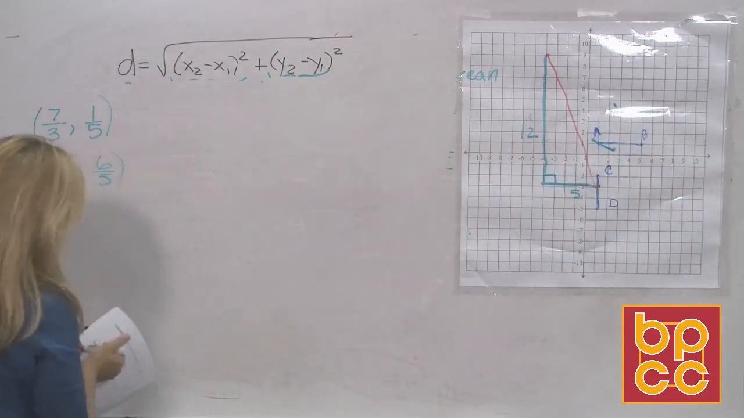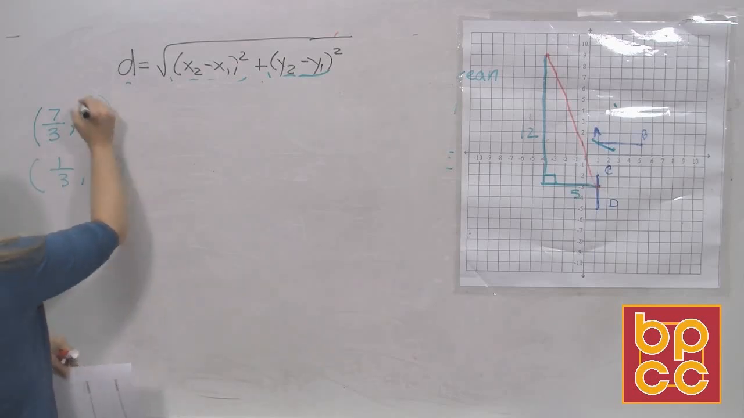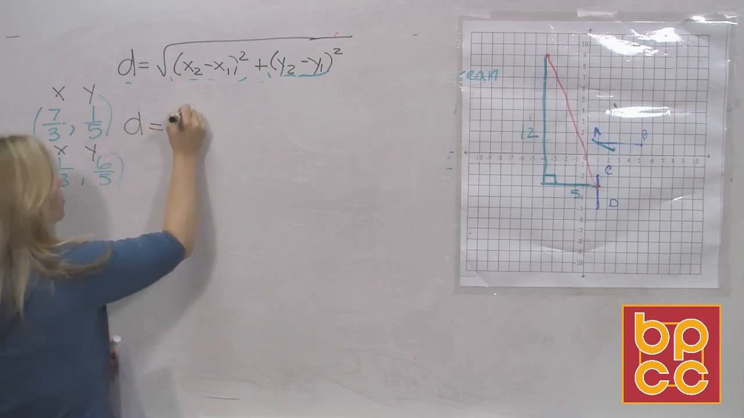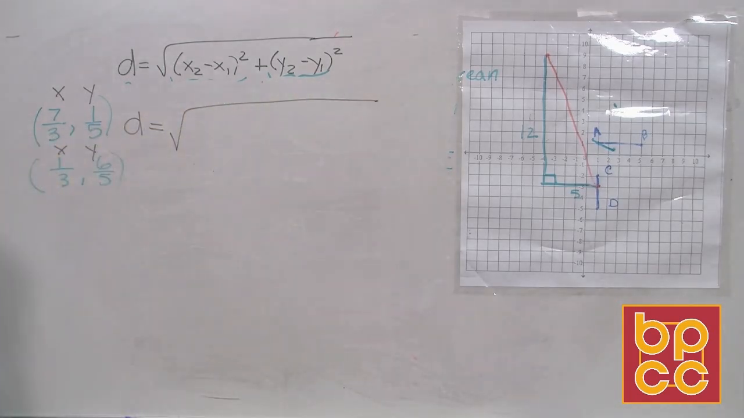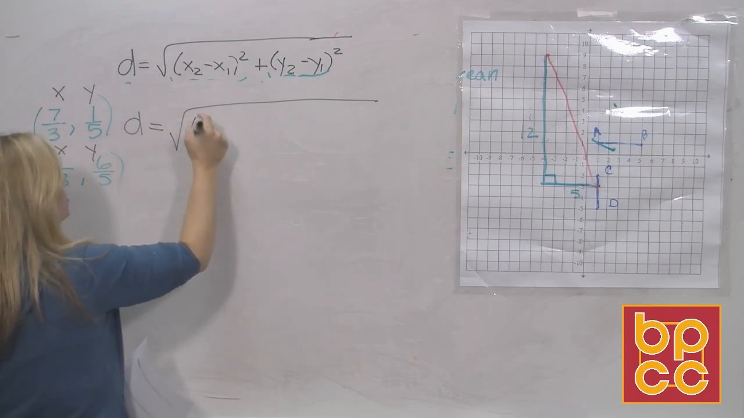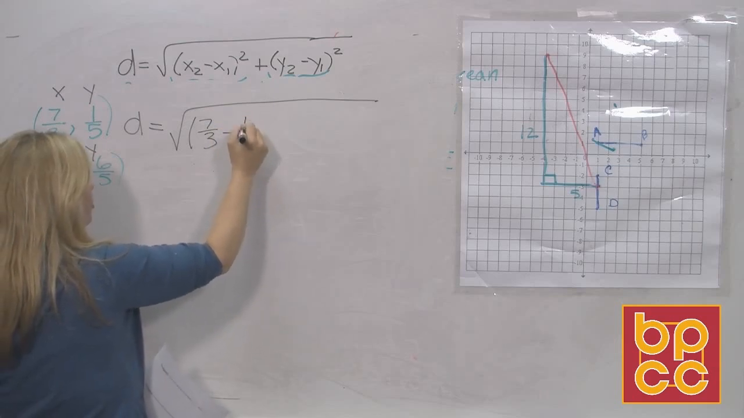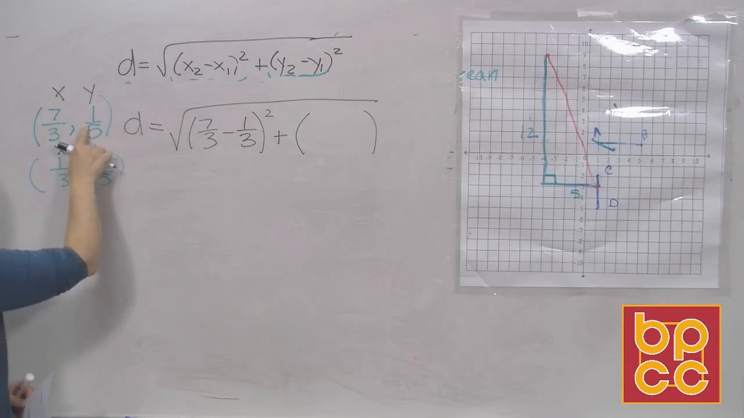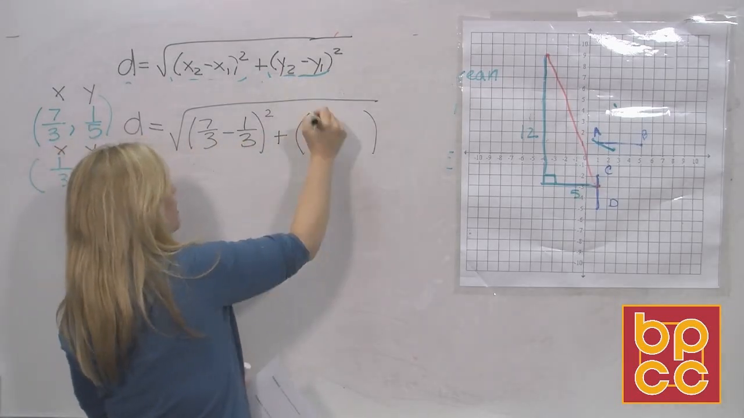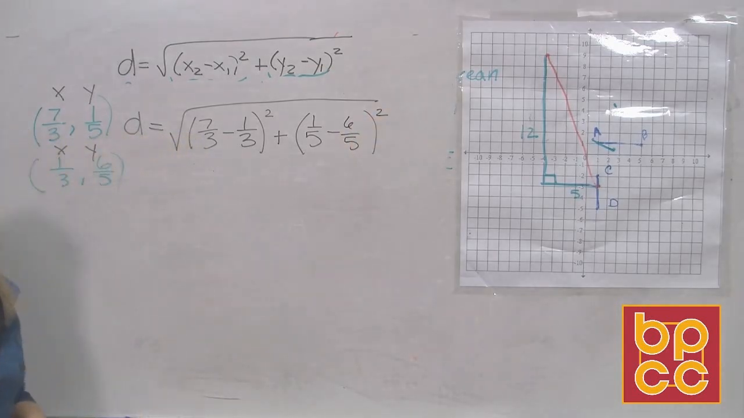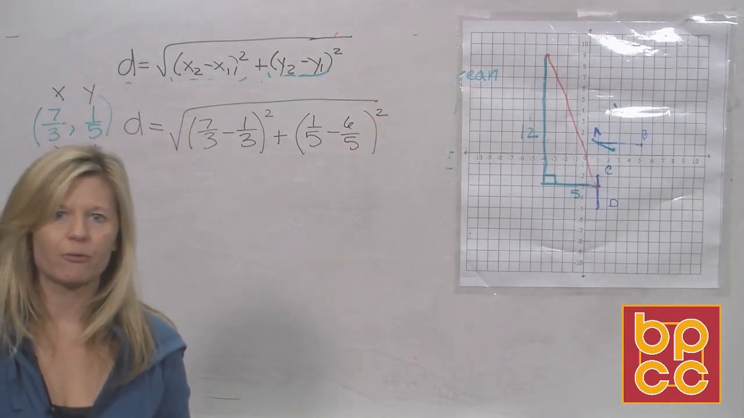So now we get to have some fun and review some arithmetic. So we're going to label these x and y, and we're going to fill in our formula. Distance equals square root. Do not skip steps. Write everything down. I'm going to do my x's in the way I see them. I see 7/3 and 1/3. So I'm going to write 7/3 subtract 1/3 squared plus, I'm going to do the y's in the same order. 1/5 subtract 6/5 squared.